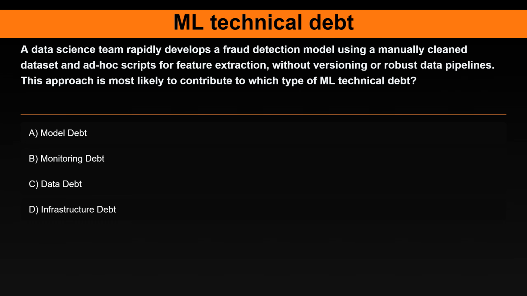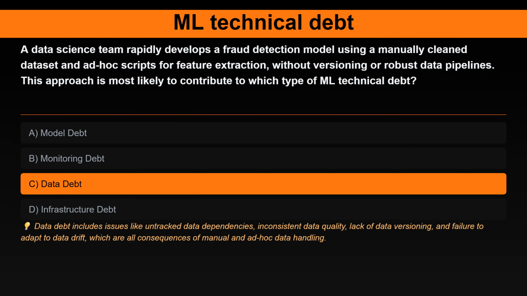Question 26. A data science team rapidly develops a fraud detection model using a manually cleaned dataset and ad hoc scripts for feature extraction, without versioning or robust data pipelines. This approach is most likely to contribute to which type of ML technical debt? Option A, model debt. Option B, monitoring debt. Option C, data debt. Option D, infrastructure debt.